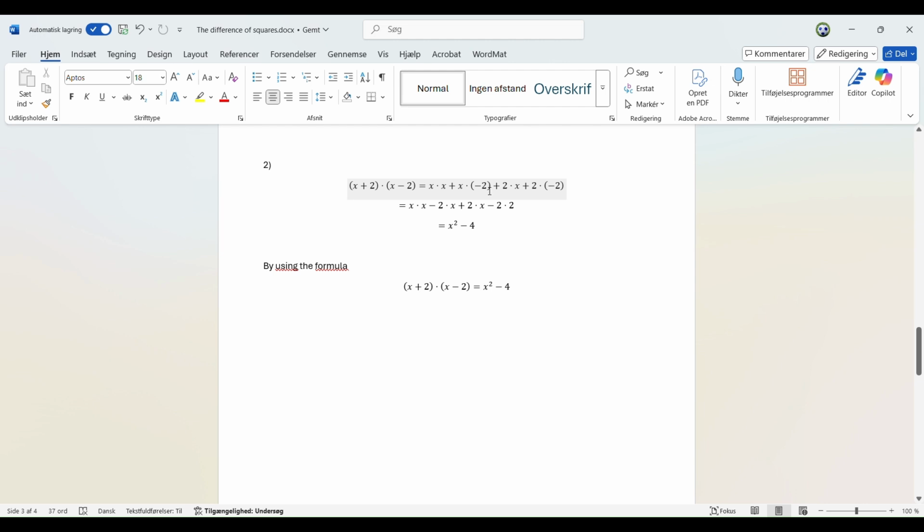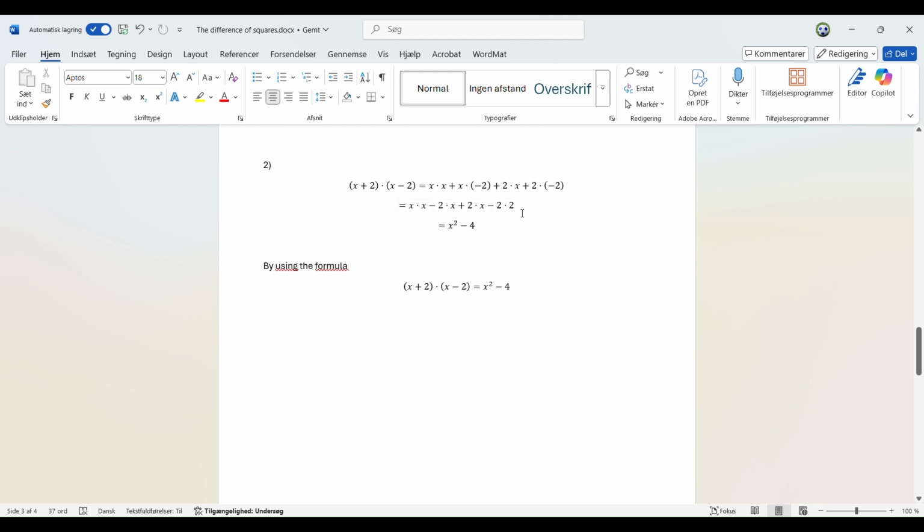And we like to get the numbers in front of letters, so we just reverse the order here. So we say x times x, minus 2 times x, plus 2 times x, and plus and minus once again equals minus, so it's minus 2 times 2. X times x, that's x squared, minus 2x plus 2x, they would negate each other, so that equals 0.